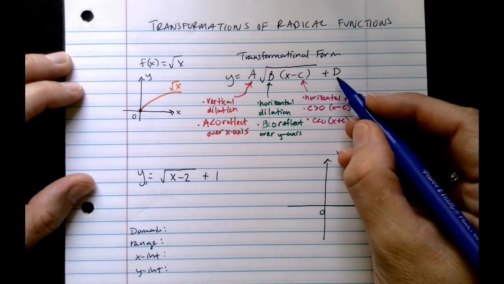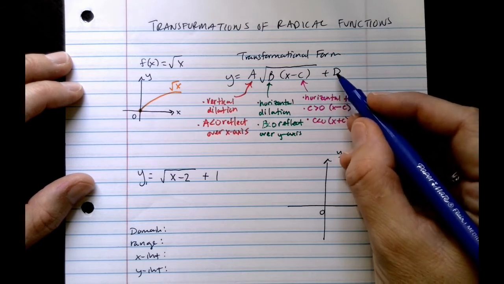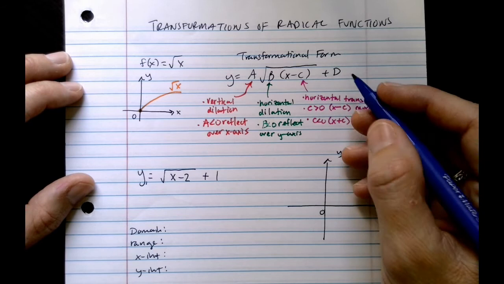The value at the end here is the vertical translation. You do exactly what it says. If it says plus the number, you move up. If it says minus the number, you move down.